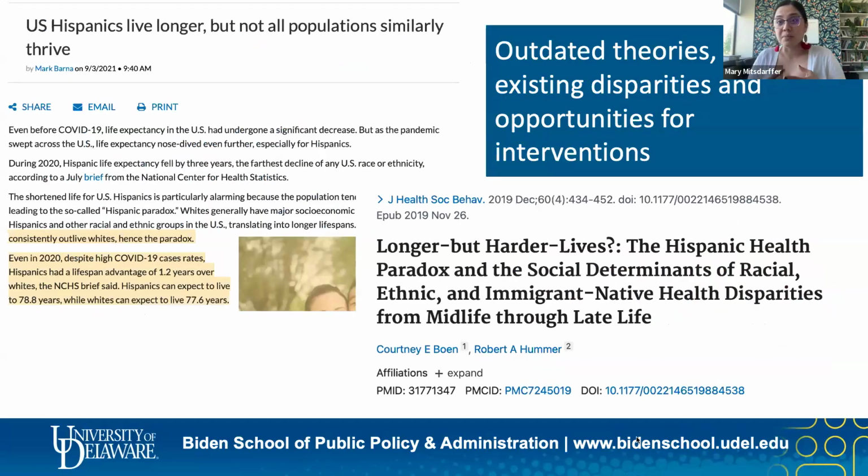Previously in scholarship, something's been maintained called the Latino health paradox, which basically says that Latinos have the longest lifespan in the United States, pre and post-pandemic, right? And despite all of these social factors, socioeconomic status, job, risk exposure, Latinos continue to live long lifespans, right? So this is seen as a paradox. But this paradox is outdated and arguably exacerbates existing disparities.